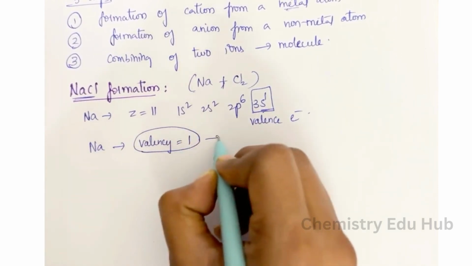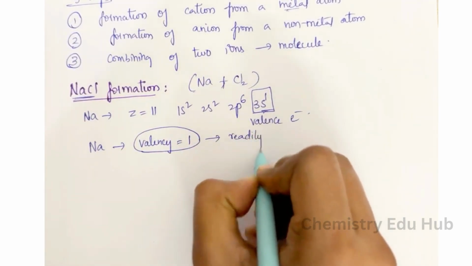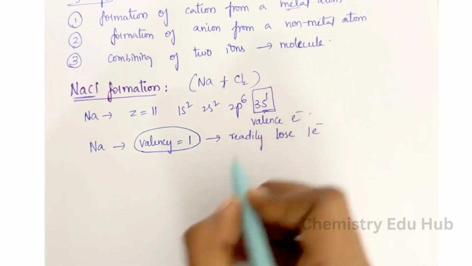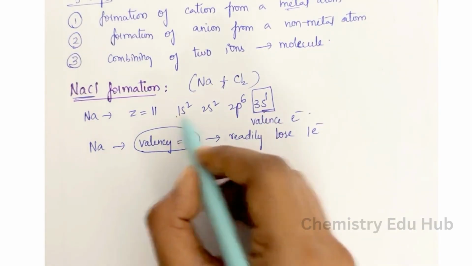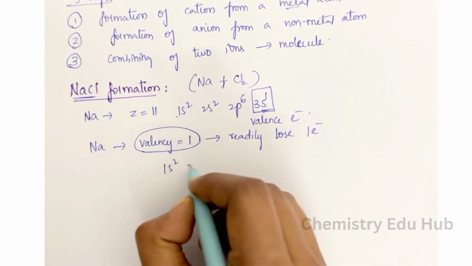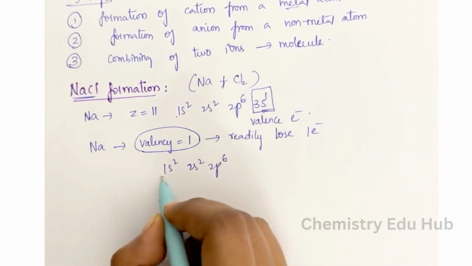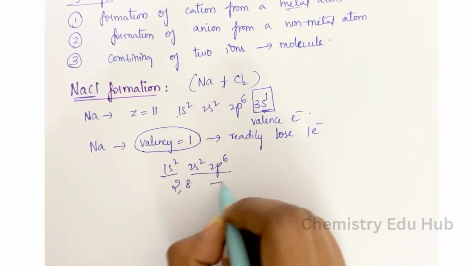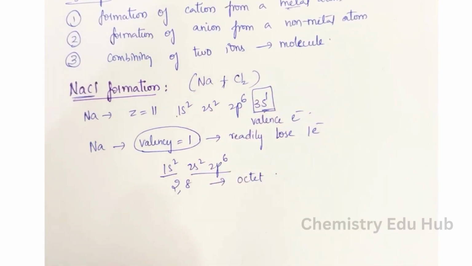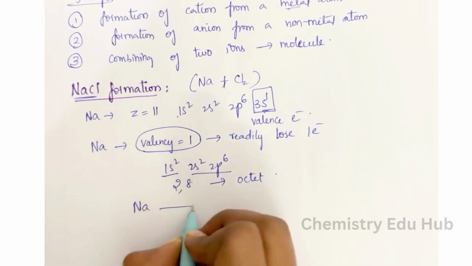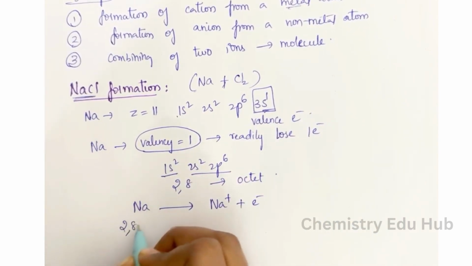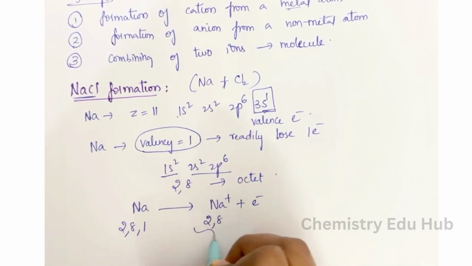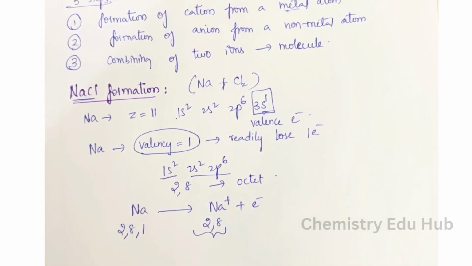That means it will readily lose this one electron present in the valence shell. So after losing this one electron, what is the configuration it is going to get? 1s2, 2s2, 2p6, that is 2,8 octet configuration. So sodium loses one electron, becomes Na plus, and it turns from 2,8,1 to 2,8 octet configuration. This is the first step of NaCl formation.